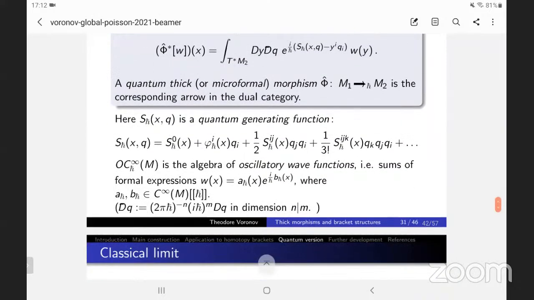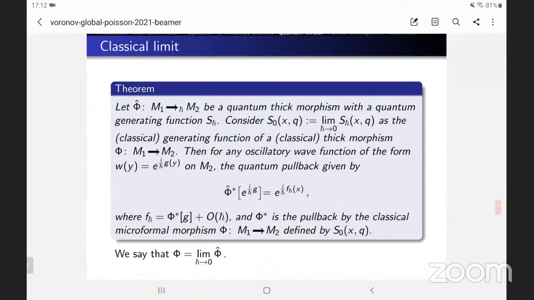And what's the relation with what was said before? There is a classical limit. If you apply this quantum pullback to an oscillatory wave function, exactly the exponential of some function f, then, using the stationary phase formula, one can show that the result is exactly the pullback by the thick morphism. The phase of the result will be the pullback by the thick morphism of the first term in the expansion in h, the first term of the phase of the original function.